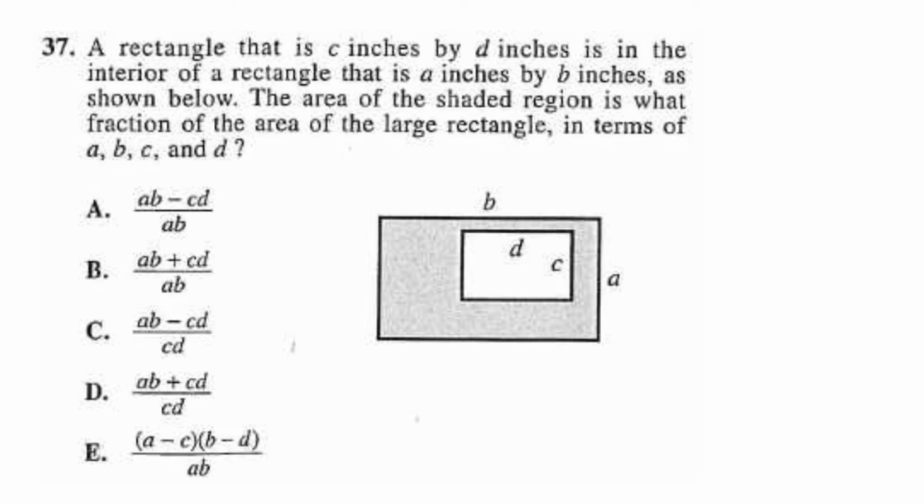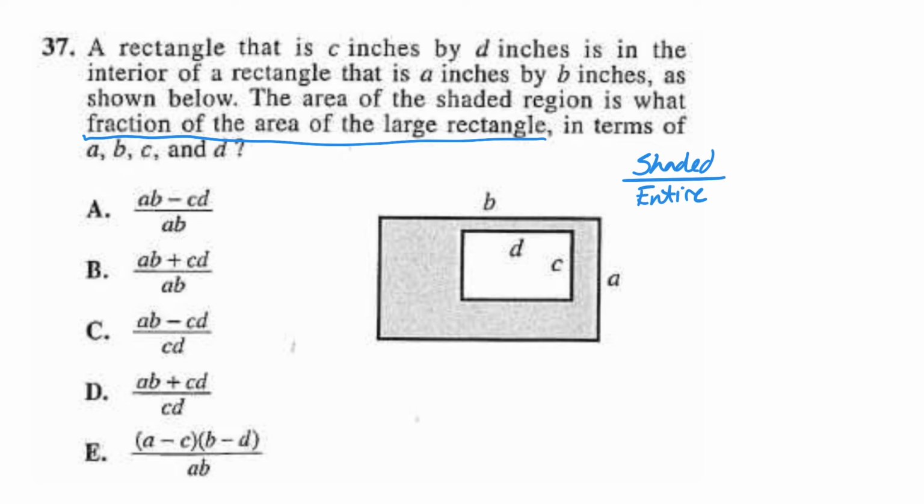All right, as we take a look at this, it says a rectangle that is C inches by D inches is in the interior of a rectangle that is A by B inches, as shown below. The area of the shaded region is what fraction of the area of the larger triangle in terms of A, B, C, or D? So when we look at this, we are basically trying to find the shaded region, because it says what fraction is the shaded region of the entire triangle.